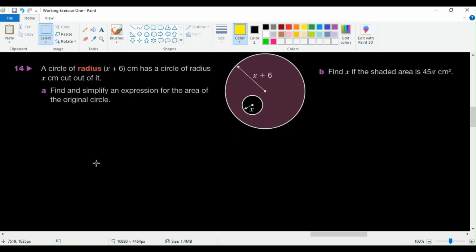I'll keep it this way. Now it says a circle of radius x plus 6 centimeters has a circle of radius x centimeters cut out of it. Find and simplify the expression for the area of the original circle.